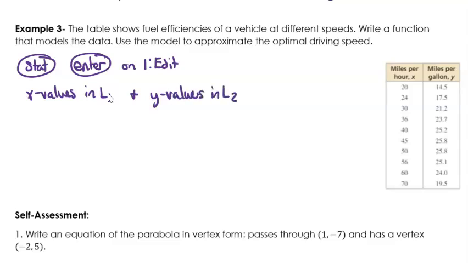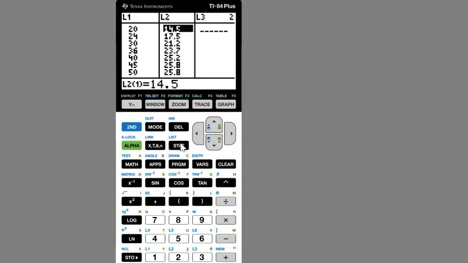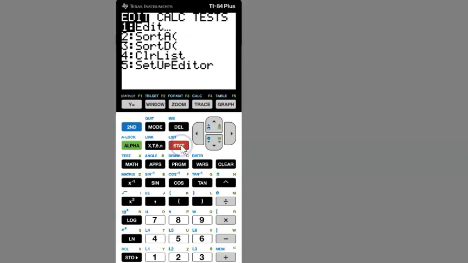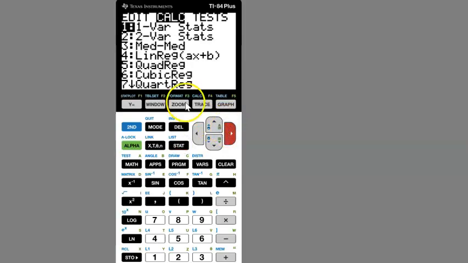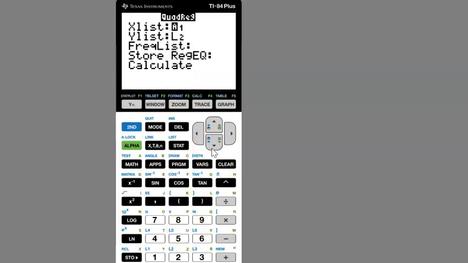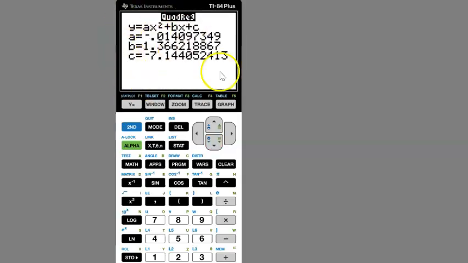So I'm going to pause the video and pull up my calculator and type my x values in L1 and my y values in L2. Okay, so where I went is I hit stat, and then I hit enter on edit, and that's where I typed in my data. L1 is the x values, L2 is the y values. Okay, now you're going to go stat, go over to calc, and then you want this fifth one that says quadratic regression. So go down to 5 and hit enter, or press 5. And then just go down to calculate and hit enter. And here is your equation.